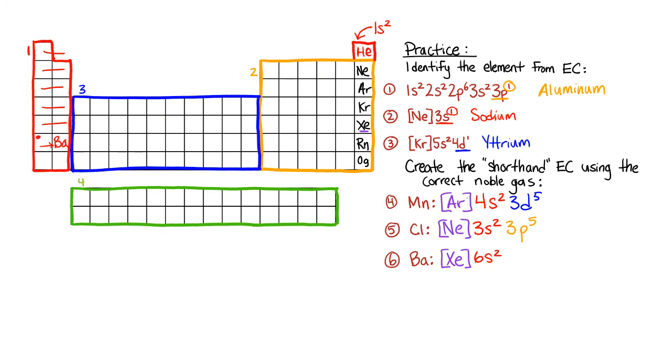That is all there is for this excessively long video, and hopefully you learned something about electron configurations and how to use the periodic table to figure out both shorthand and longhand configurations.